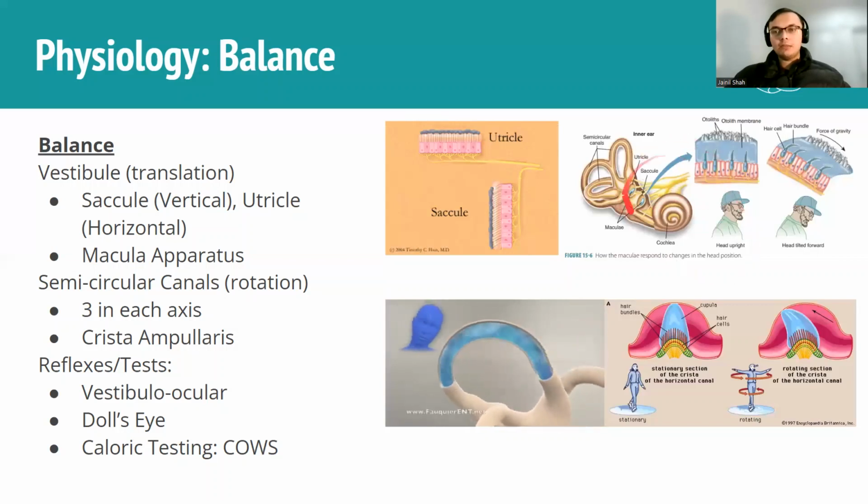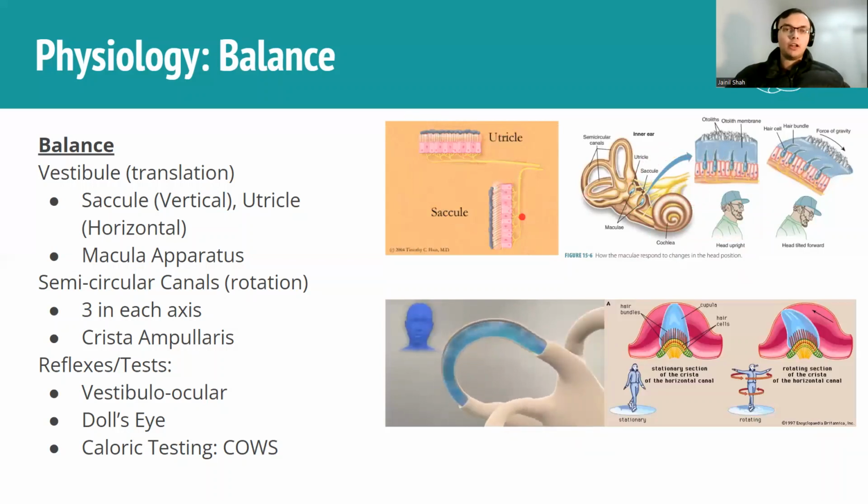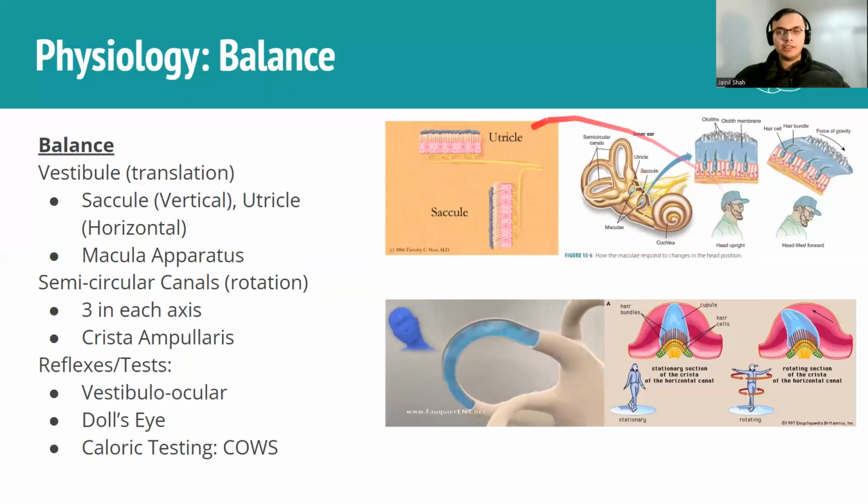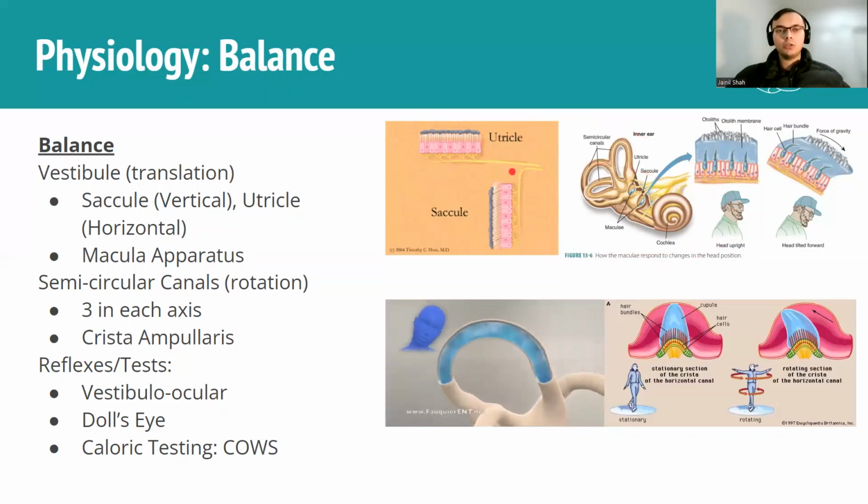So this is how the macular response changes with your head position. A similar principle applies for the utricle and saccule, just in the vertical and horizontal directions. And that's how we get this combination of three axes: vertical, horizontal, and then also in between as well. You can look left, like that, and like that as well.